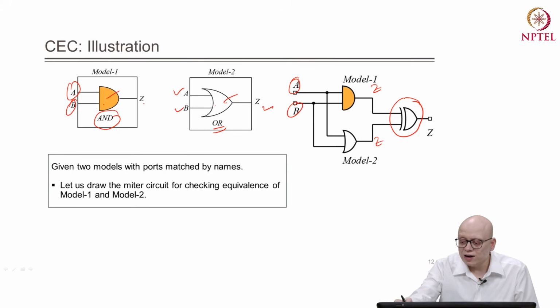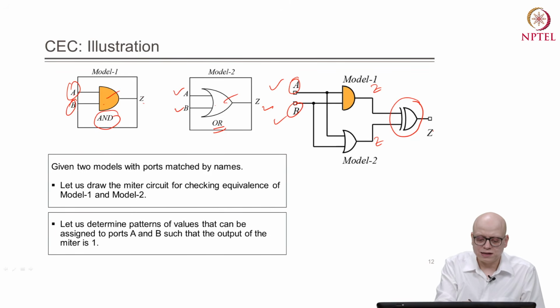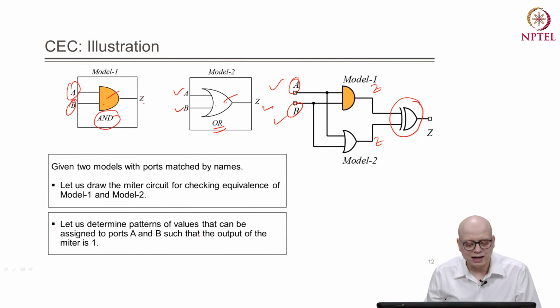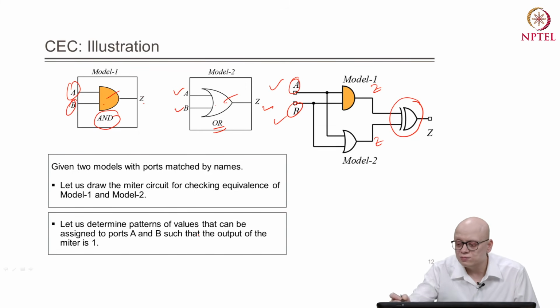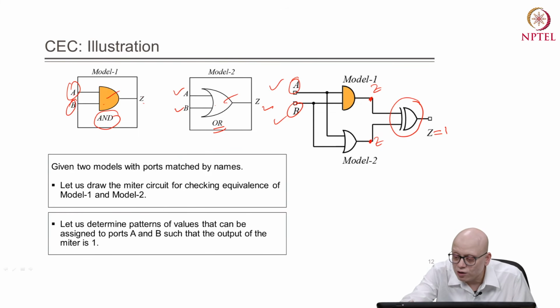Now, what will be the value of Z? What can be the possible values of Z? As we vary A and B, the Z can vary. Let us determine the patterns of values that can be assigned to ports A and B such that the output of the mitre is 1. When can this output become 1? When this point and this point have different values, either this is 0 1 or this is 1 0.